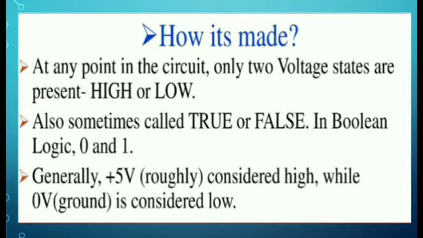Now, how is it made? See this first point: at any point in the circuit, only two voltage states are present. That means high or low, and also sometimes called true or false in Boolean logic, zeros and ones. Generally, 5 volts is considered high, while 0 volts is considered low.